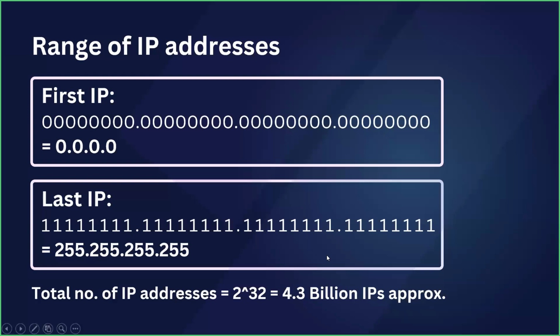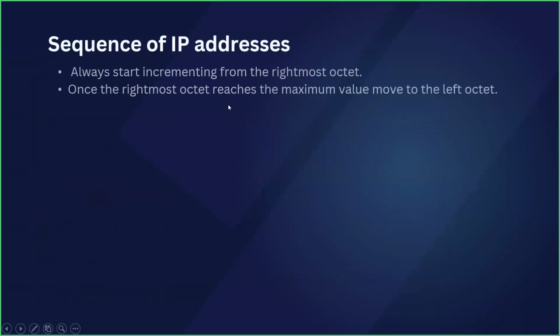That's why they categorize these IPs into various parts again. There's something called classes, there's something called public and private IPs, etc. We'll talk about that in the upcoming sessions. Today, we're going to end the session with the sequence of IPs. So we know this is the first IP, and we know this is the last IP. Let's talk about the sequence of IPs now.